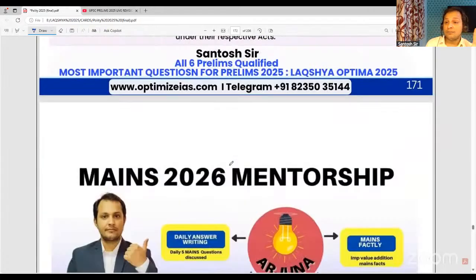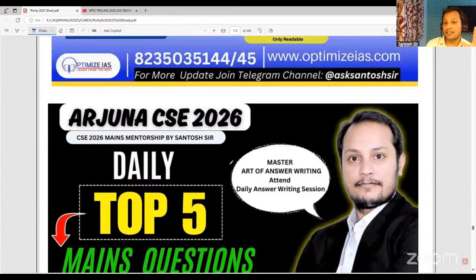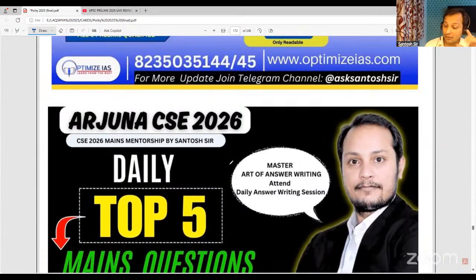organizations. One more important organization is the Election Commission. Election Commission is a very important organization, guys. What is the appointment process? Election Commission is a multi-member body. The appointment process is what? Prime Minister, Leader of Opposition, and Union Cabinet Minister.